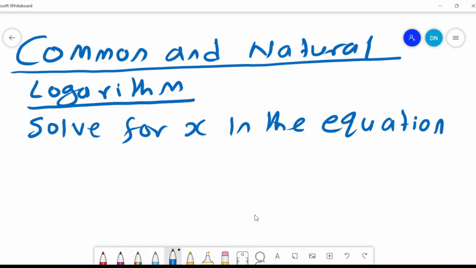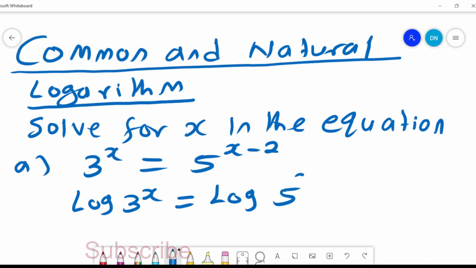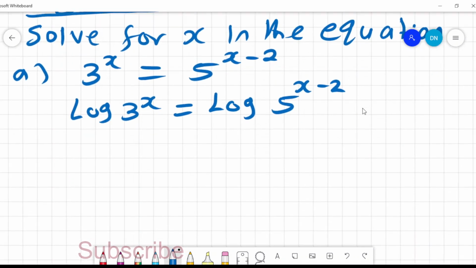Common and natural logarithm. We want to solve for x in the given equations below. The first example we have is 3 raised to power x is equal to 5 raised to power x minus 2. Therefore, I'll introduce the log so that I'll be able to solve these two equations. What I do on one side of the equation, I do on the other side too. So that is the form of the equation that now I get.